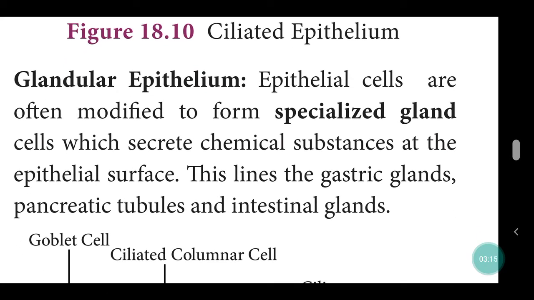What is a gland? It secretes some enzymes or hormones or some fluids; that is called glandular. Epithelial cells are often modified to form specialized gland cells which secrete chemical substances at the epithelial surface. This lines the gastric glands, the stomach glands. Gastric glands secrete pepsin, renin and hydrochloric acid. Pancreatic tubules, the pancreas, secrete insulin. Intestinal glands secrete succus entericus.